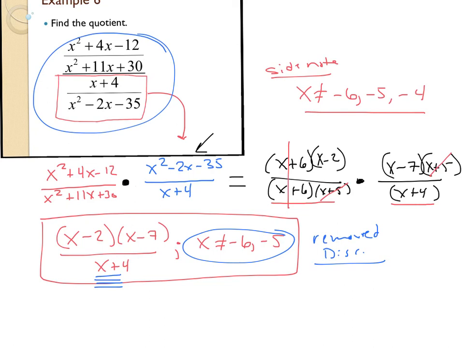And that's how we work with complex fractions. This right here is factored form. And if I wanted it in standard form, I would just distribute these two together. But this is factored form.